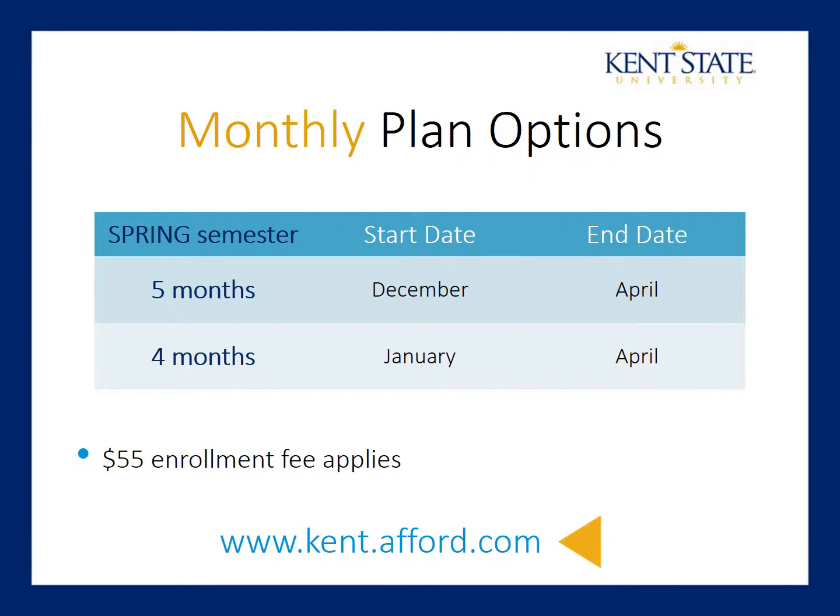If you sign up for a payment plan for the spring semester, the 5-month payment plan will have its first month payment due in December. Again, because this is prior to invoicing, you can contact the Bursar's office to discuss signing up for the 5-month payment plan and determine your first payment amount. The last payment will be due in April. If you decide to sign up for the 4-month plan for spring, the first payment will be due in January and the last payment will be due in April. As with fall, each of these plans has a $55 enrollment fee that must be paid at the time you enroll in the payment plan.